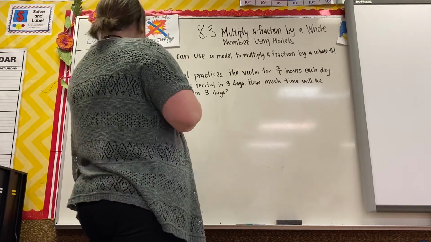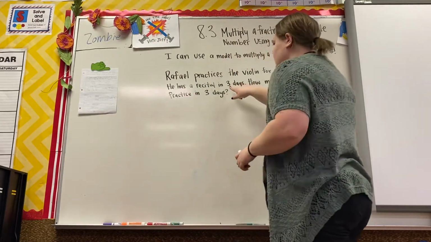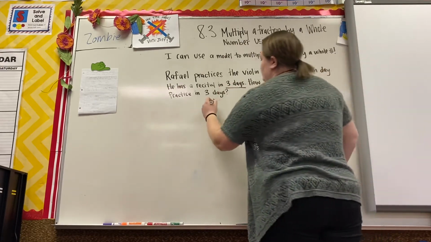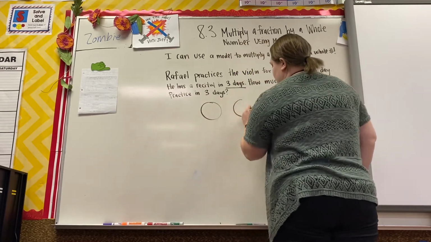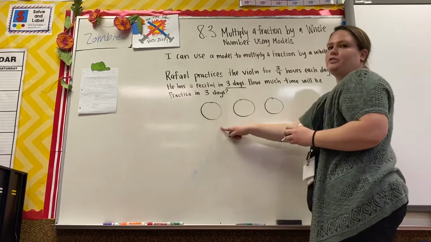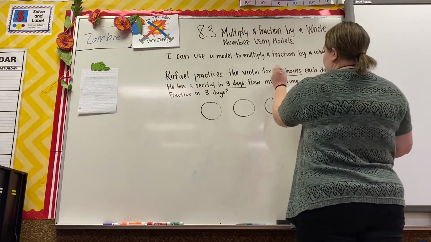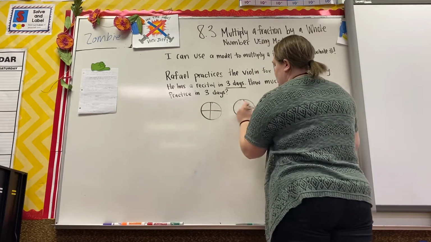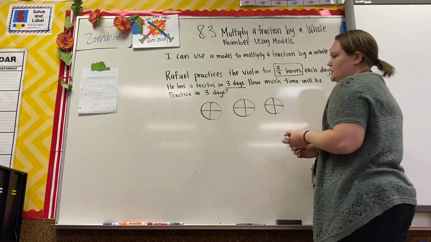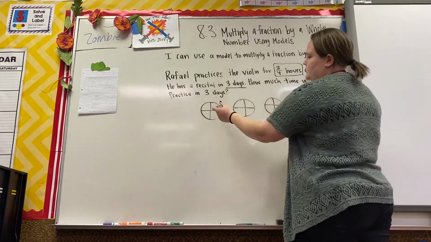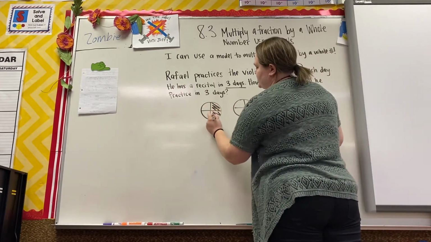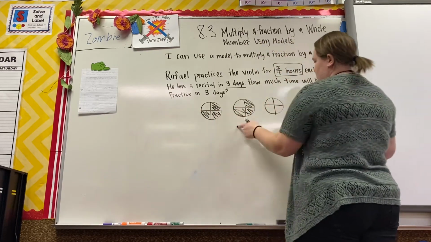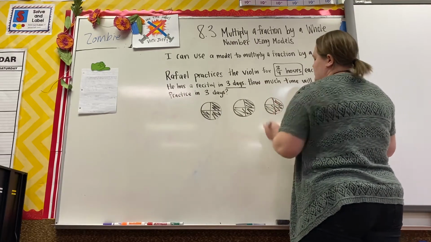Well, we're going to draw a model. We want to know how much time he's practiced in 3 days. So I'm going to draw 3 circles to represent 3 days. And he practices 3/4 hour each day. So I'm going to shade in my circles, or cut them into fourths, and then he practices 3/4 on day 1, 3/4 on day 2, and 3/4 on day 3.